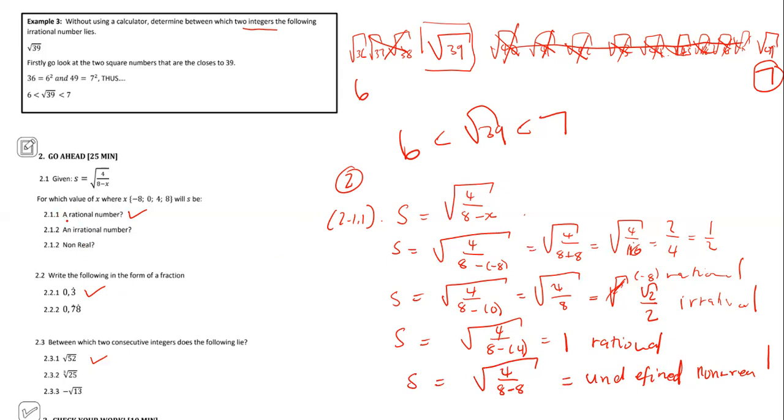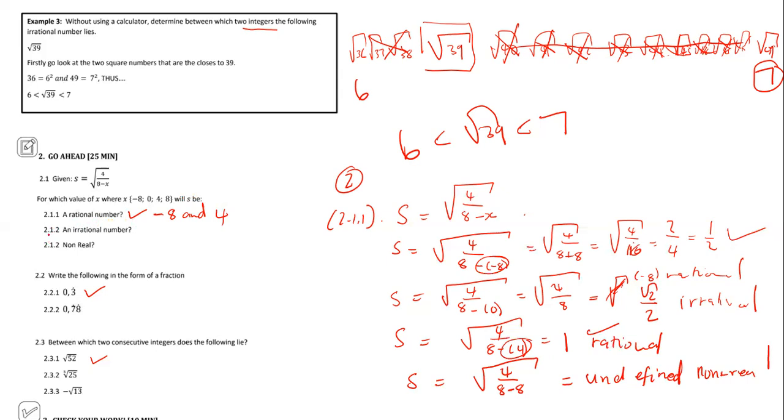2.1 says, for which values of x will S be a rational number? It's when x is equal to, let's see, where did we get the rational number? It's here where we substituted -8, and here where we substituted +4. So our answer here will be -8 and +4. So -8 and +4 will make S a rational number.